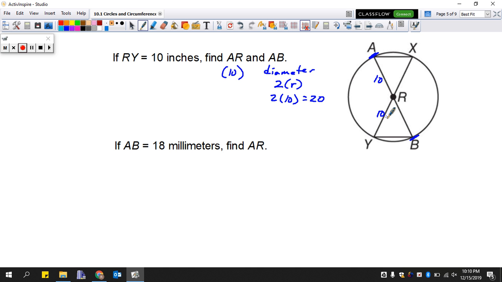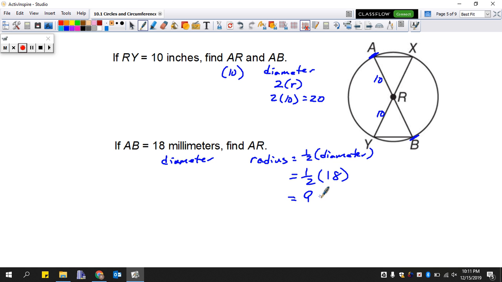Now, it says if AB, the diameter, is 18, then find AR. Well, this is the diameter. AR is a radius, which is equal to 1/2 of the diameter. And so half of 18 is equal to 9. So AR is equal to 9.